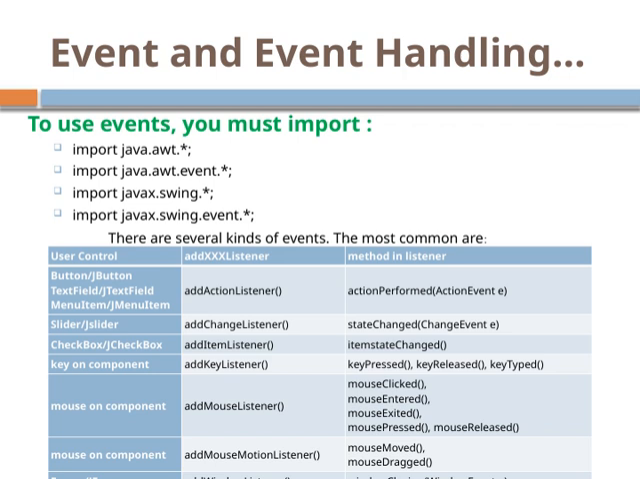Finally, for window events like closing a frame, you add a window listener with methods like window closing, ensuring your application responds appropriately when the user attempts to close the window. Overall, understanding these event types and their corresponding listener methods is essential for creating interactive, responsive Java GUI applications.